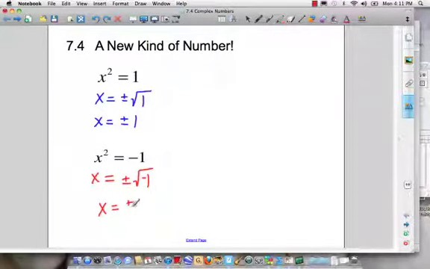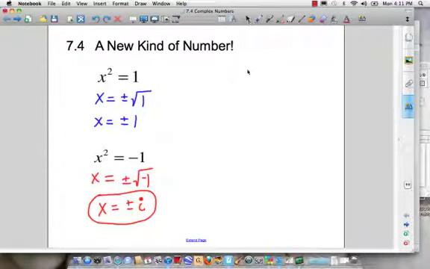So I'll recopy my plus or minus and introduce this new number called i, which stands for imaginary. This is a whole new type of number. It's just being made up so that we can solve the equation x squared equals negative 1. What is i? i is the square root of negative 1.